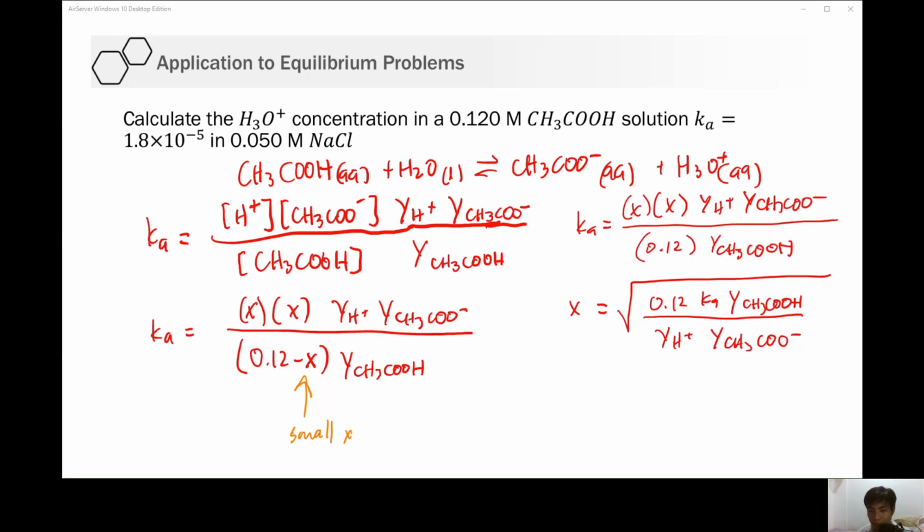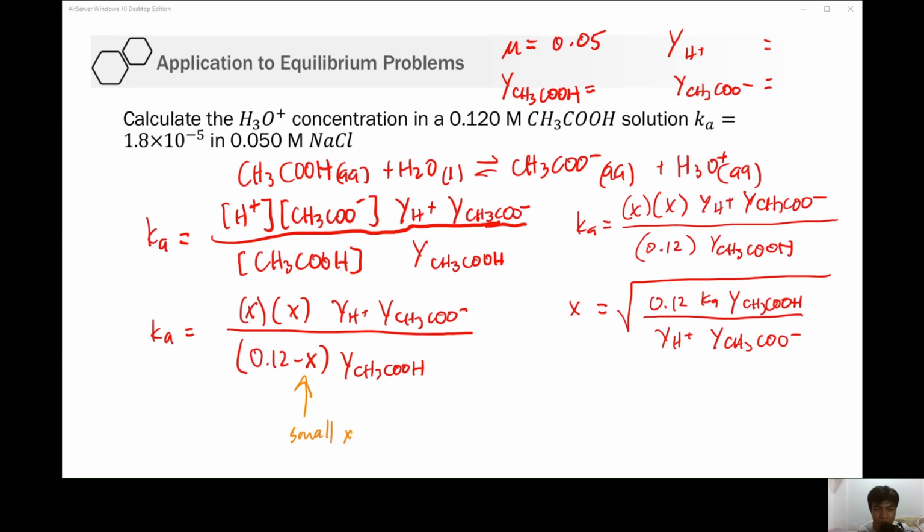So we have to know first the values of gamma. In order for us to solve for the values of gamma, let's look at the ionic strength. The ionic strength is 0.05. Again, if the salt is 1 to 1 in charge, whatever the concentration of the salt is corresponds to your ionic strength. So that means mu is 0.05. Now we can look for the gamma of CH3COOH, gamma H plus, and gamma CH3COO minus.